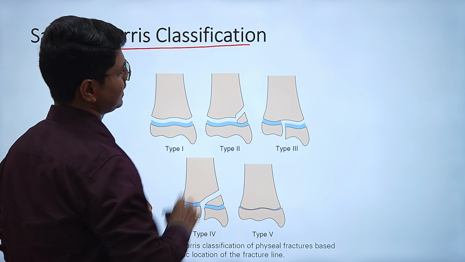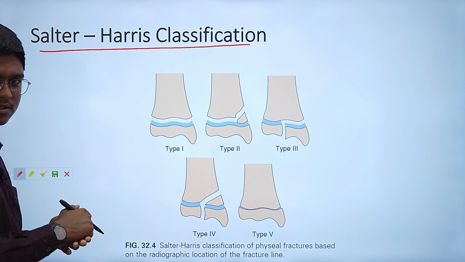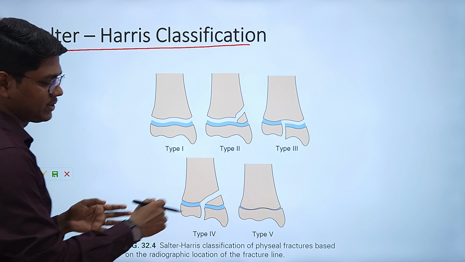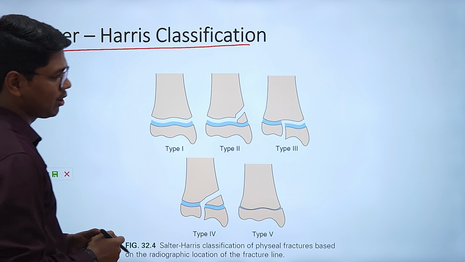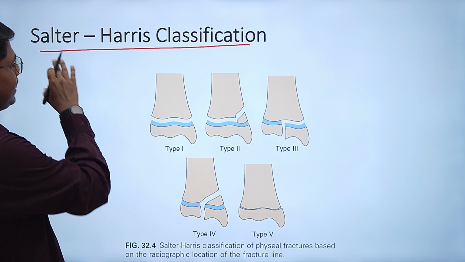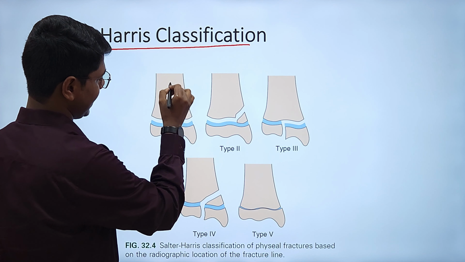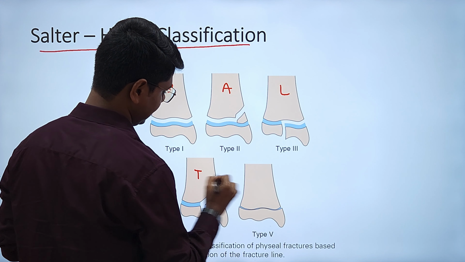In the previous class, while discussing the buttress fracture, I told you about the Salter-Harris fracture. The Salter-Harris fracture is of 6 types. Here there are 5 types, and there is another one also, so 6 types. How to remember this? The name itself is enough for remembering. This is S A L T E R.